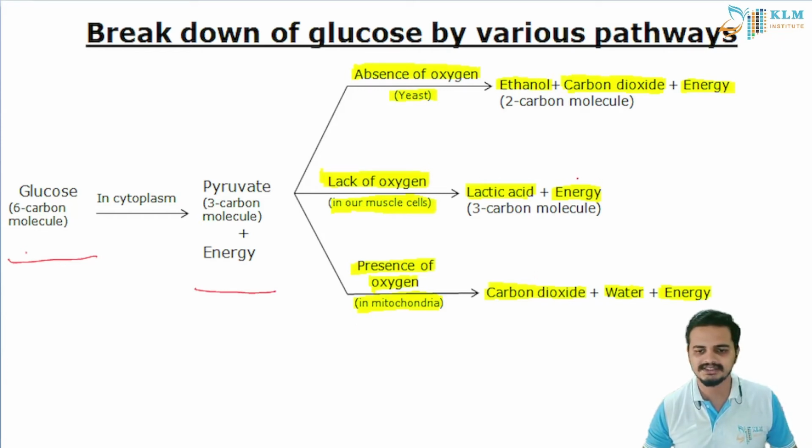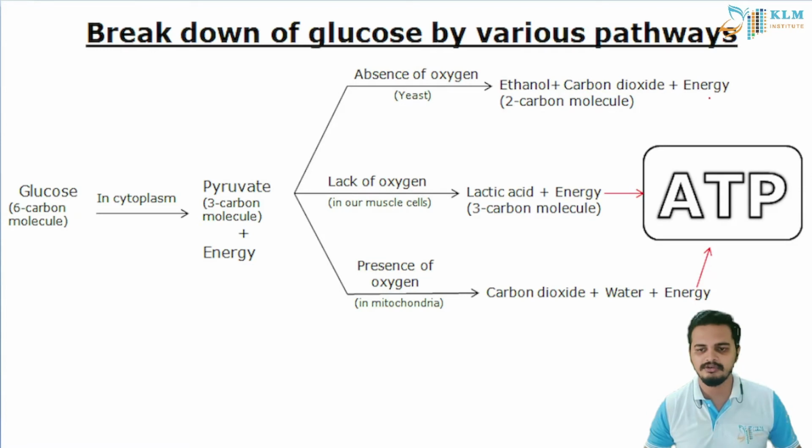So what is this energy? In what form is it? It is in the form of ATP, students. All these are called cellular respiration because it happens inside a cell. So the molecular formula for this energy is ATP.